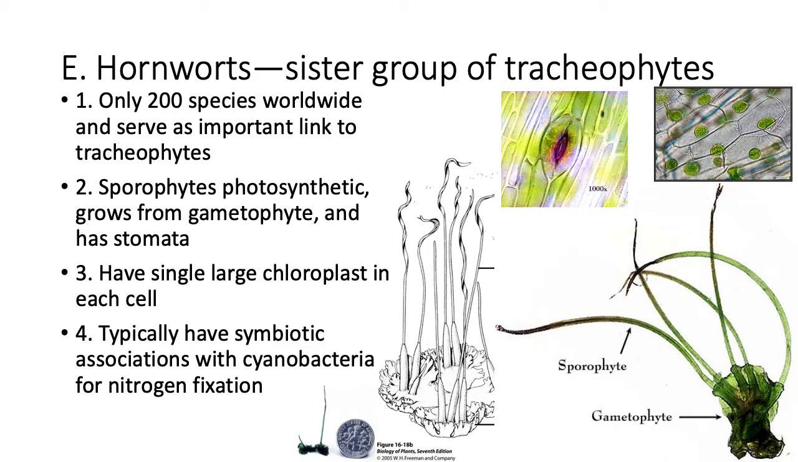All right. Last clade with the bryophytes, hornworts. So they think hornworts are closely related to the tracheophytes, plants that have tracheids. Hornworts, there's only about 200 species worldwide. Their sporophyte is photosynthetic, but it still grows off of the gametophyte, and it has stomata.